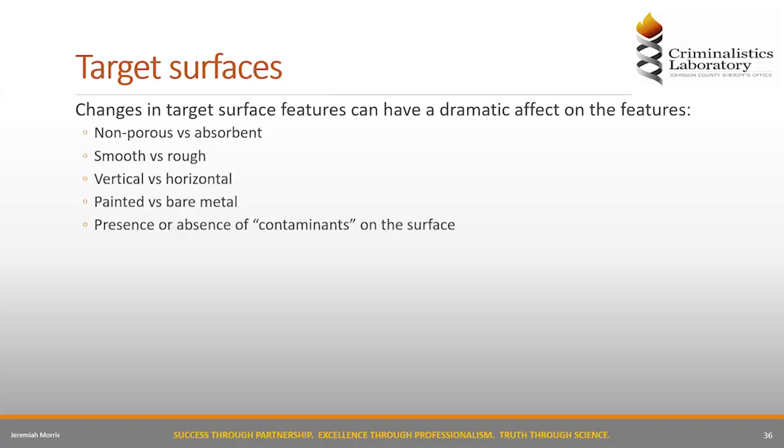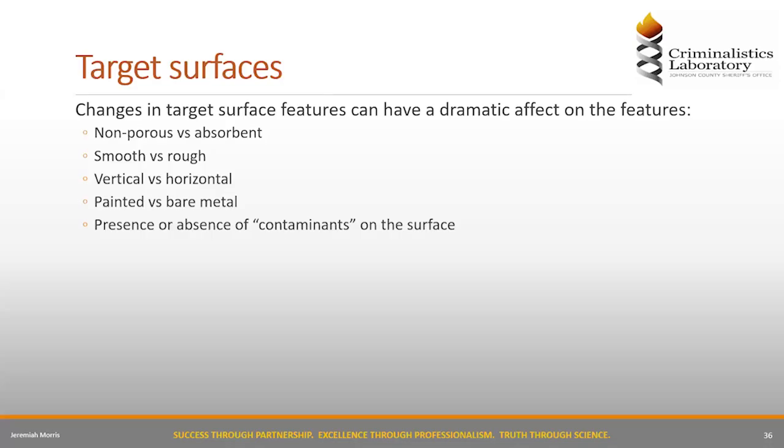Vertical versus horizontal, we do this with the same thing, change the angle of impact for those drip stains, and the features are going to change. Painted versus bare metal. And I've seen this a number of times. If I've got the stainless steel interior of a lot of sinks, if we have blood on the side of those, they may look like they have a diluted appearance, and it's not dilution at all. It's just a feature of that target surface.